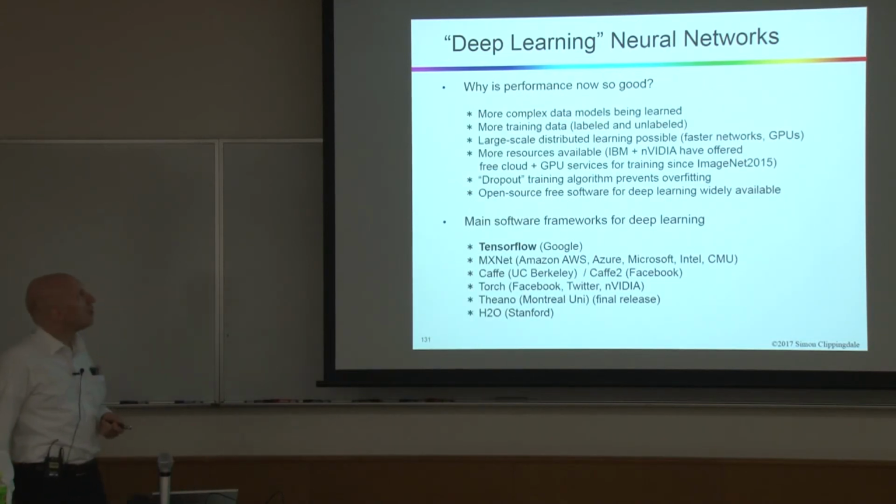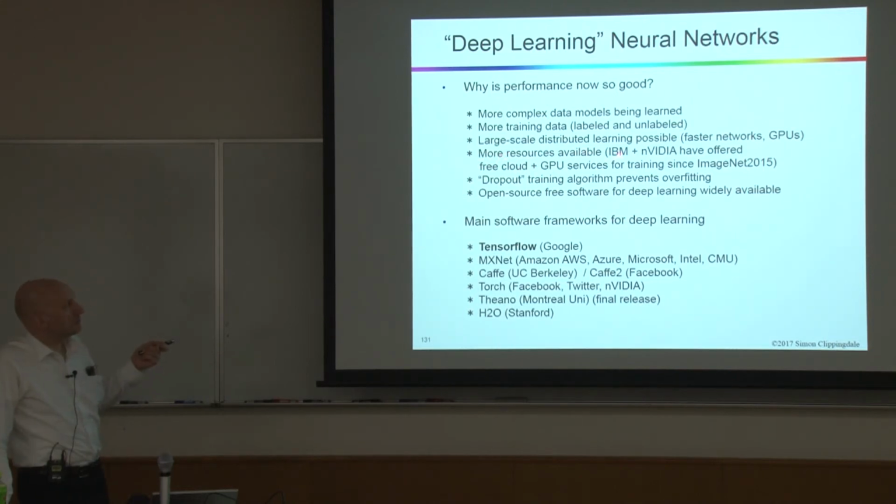Okay. Why is neural network performance now so good? Well, mainly because there are more complex data models being learned by these very deep and wide neural networks. There's much more training data available courtesy of the internet. Distributed large-scale learning is now possible. We've got faster networks, we've got GPUs, and you really need distributed learning. You can't really do this all on one big CPU. You really need a bunch of machines talking to each other to do a big recognition exercise.